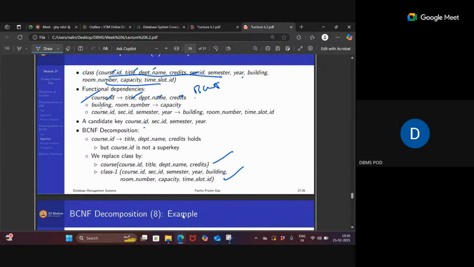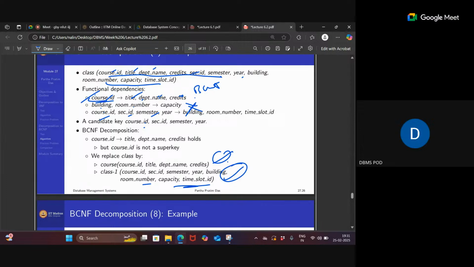So let us see what dependencies hold for this relation. This is already in BCNF, because course ID is the primary key for this relation. Now, building, room number determines capacity. This is not in BCNF, and you can see these attributes are present in the second relation, and this is not valid because building, room number is not the primary key. The primary key is this one.